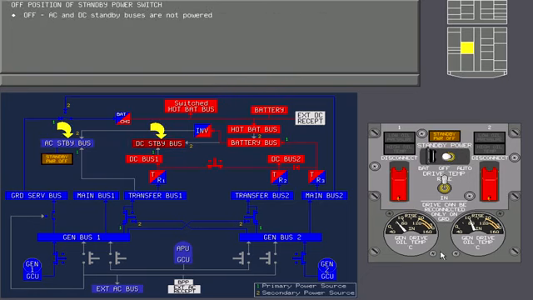When the standby power switch is in the off position, the AC and DC standby buses are not powered. The standby power off light comes on because the AC standby bus is not powered. Now touch the standby power switch to move it to the battery position.